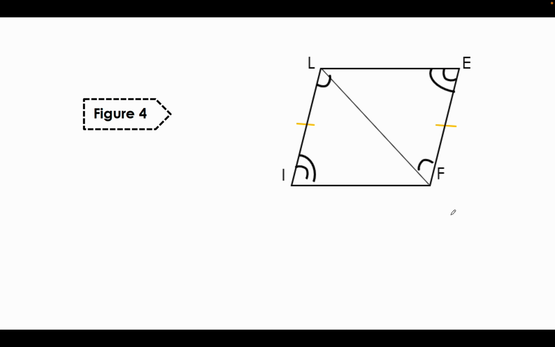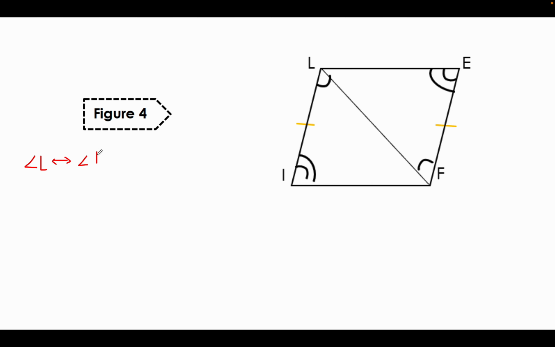So let's have this one. Given figure 4, prove that the two triangles are congruent by the ASA congruence postulate. So determine the two congruent angles and the included side. So let's start here, or maybe I'll ask Sheena, can you give the two angles and the included side? Angle L corresponds to angle F. Okay.